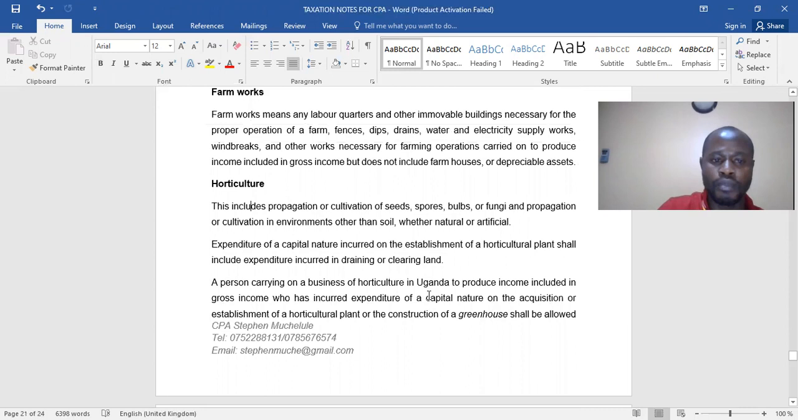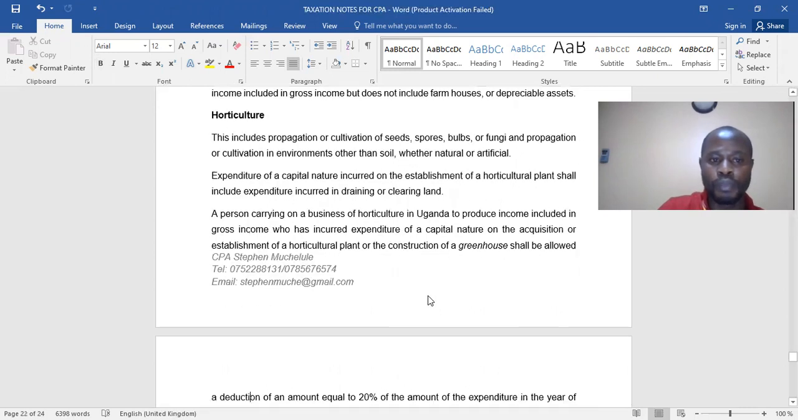Horticulture. Horticulture will not fall under class 4. Horticulture means propagation or cultivation of seeds, spores, bulbs, or fungi, and propagation or cultivation in environments other than soil, whether natural or artificial. Expenditure of capital nature incurred on the establishment of a horticultural plant can also include draining or clearing land.